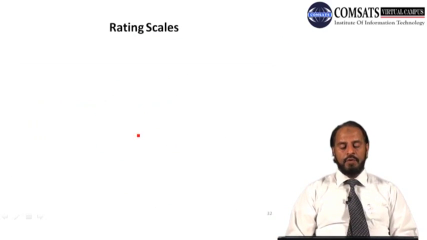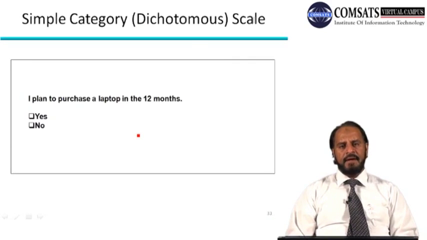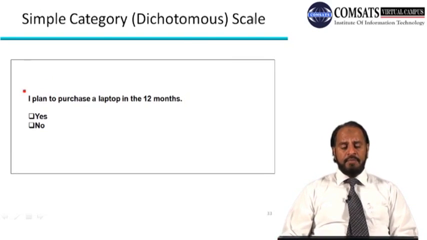Let's talk about some of what we call rating scales. Again, these scales are basically based on the 4 scales which I already discussed. Some of the subtype examples we can look at. It's called a simple dichotomous scale. Again, it looks like a nominal scale here. In this scale we're trying to see, I plan to purchase a laptop in 12 months. Now the choices you have are just 2, which is yes or no.